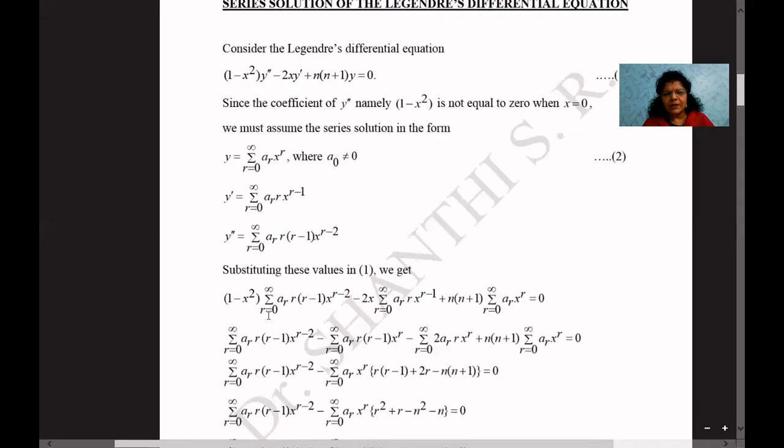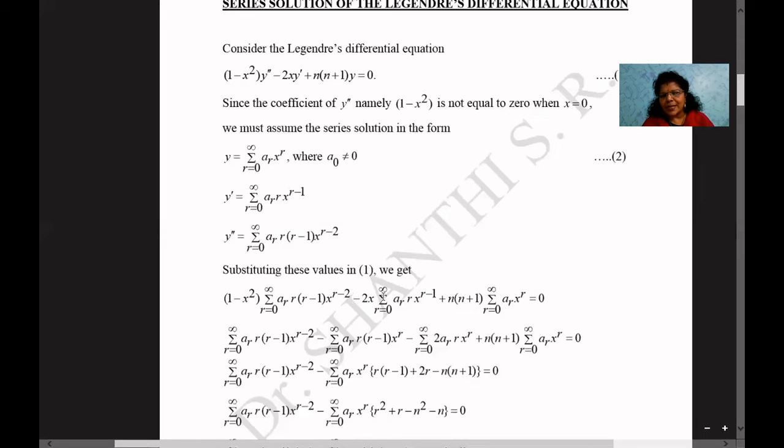That is sigma r equal to 0 to infinity, (r minus 1) into x power r minus 2, minus this, minus x square into this. I am multiplying this x square inside. Here already x power r minus 2 is there, into x square will add the power 2 plus r minus 2, which is r.